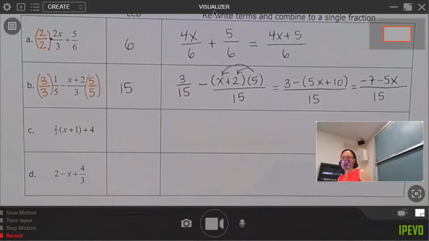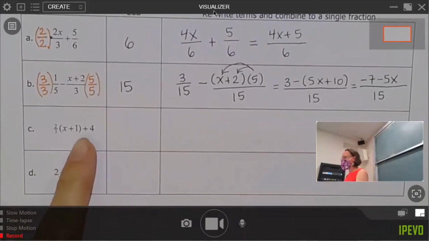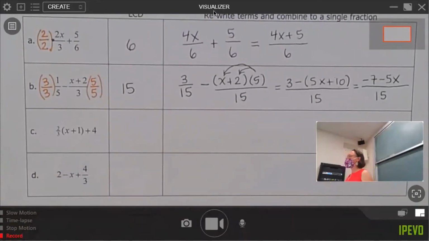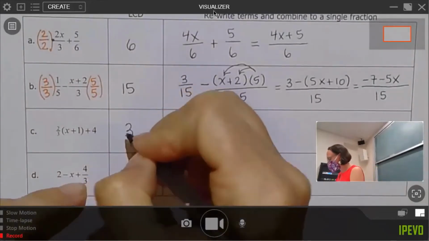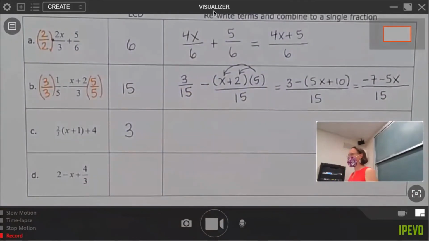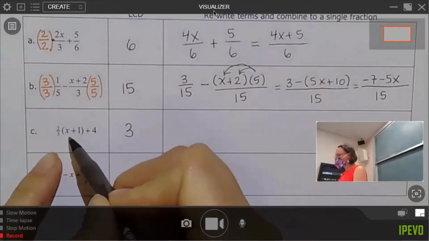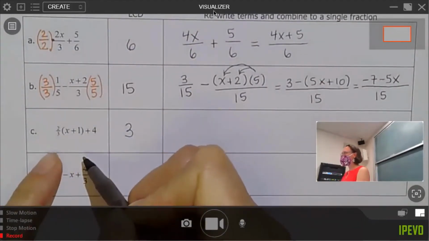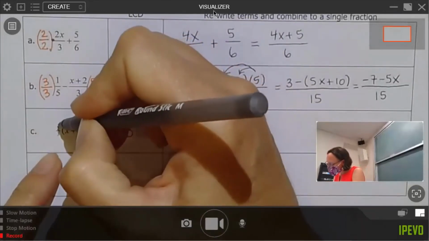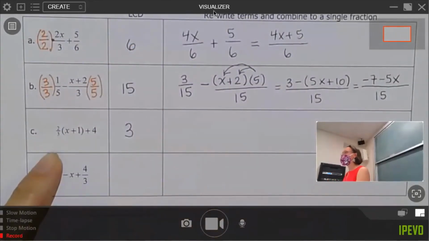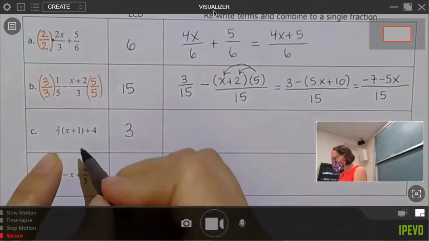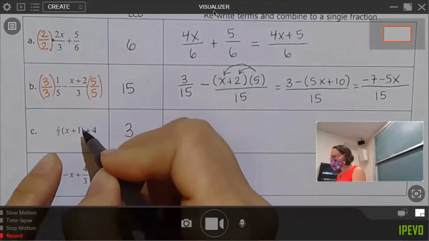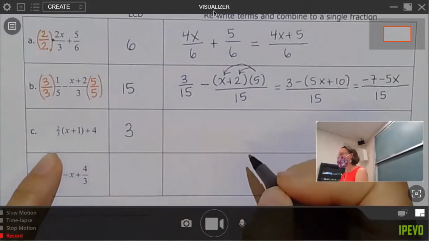Looking at part C, I have a fraction over here, and I am going to be adding something to it. So that does mean that I need a common denominator. And the common denominator here is going to be 3, because it's the only denominator that I have in the problem. Well, this 2/3 times the x plus 1 in parentheses, that's already going to mean that I'm distributing the 2/3 in to each piece. So I'm just going to do the distributing first, and then I'll worry about the common denominator.